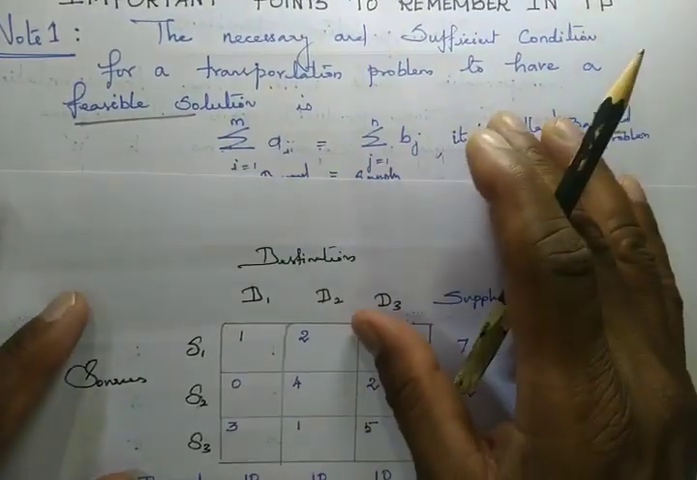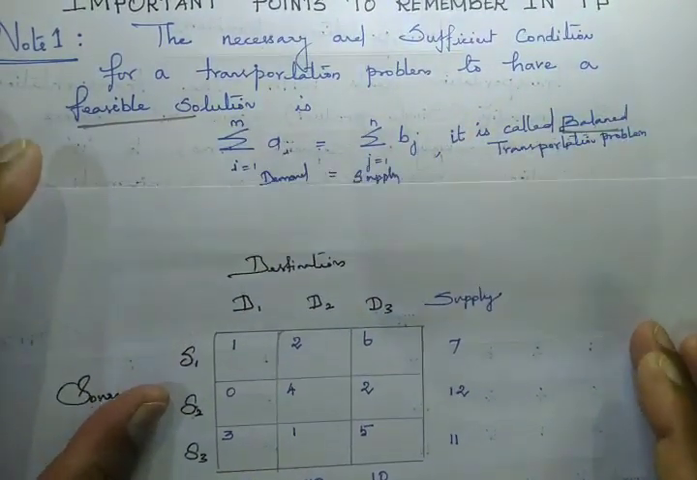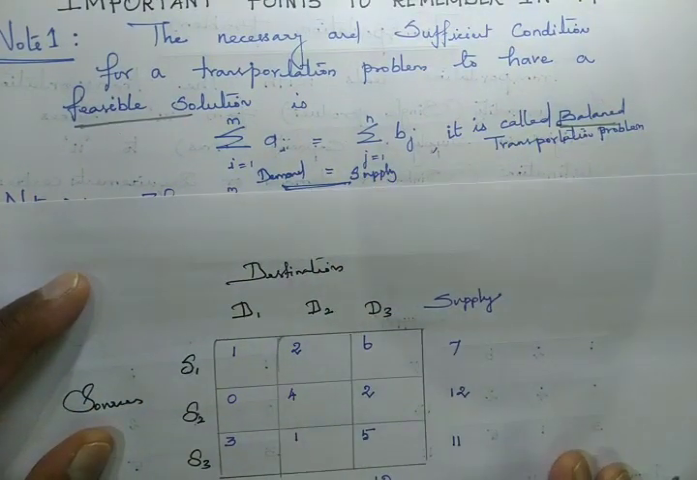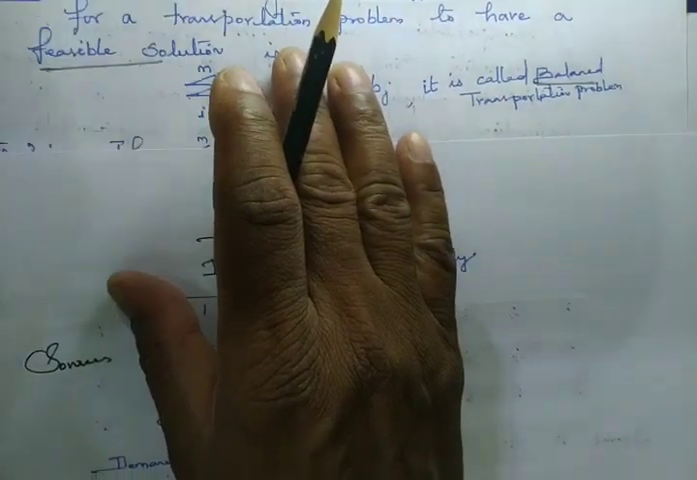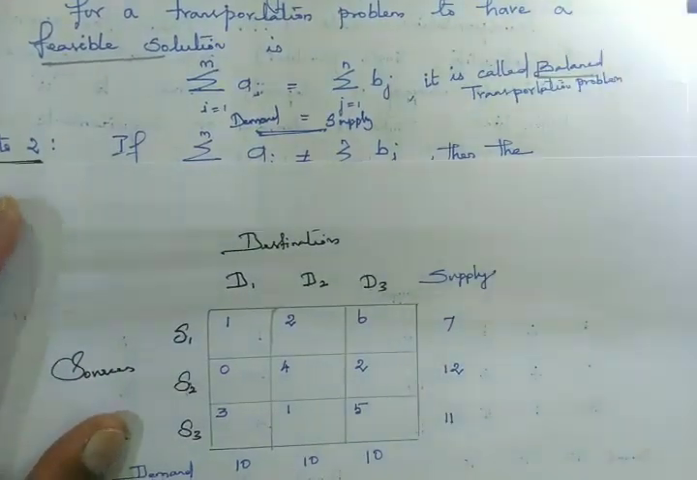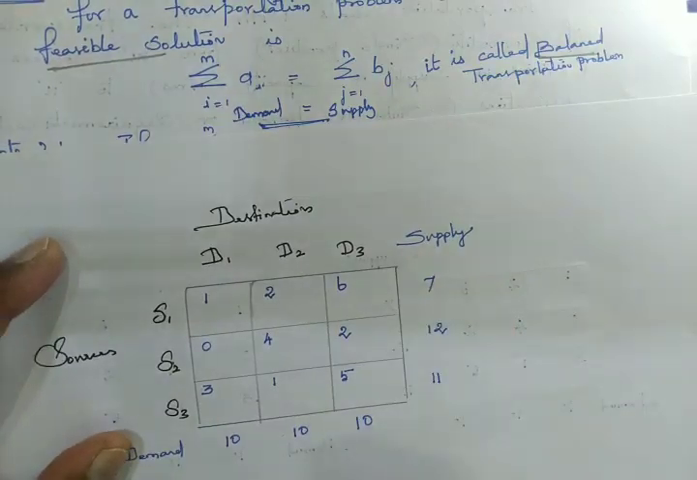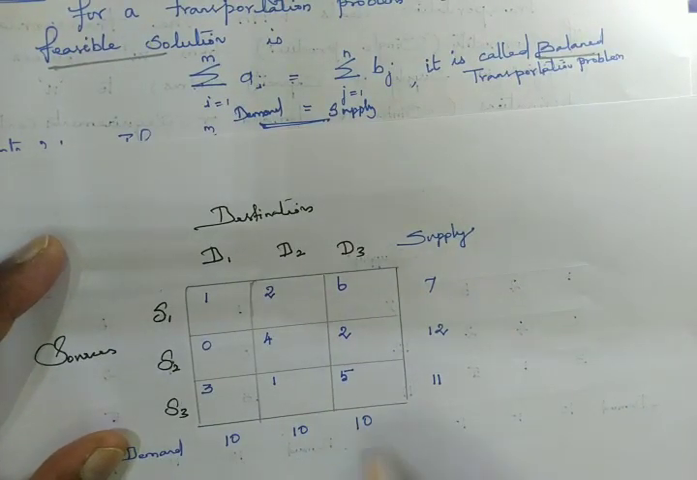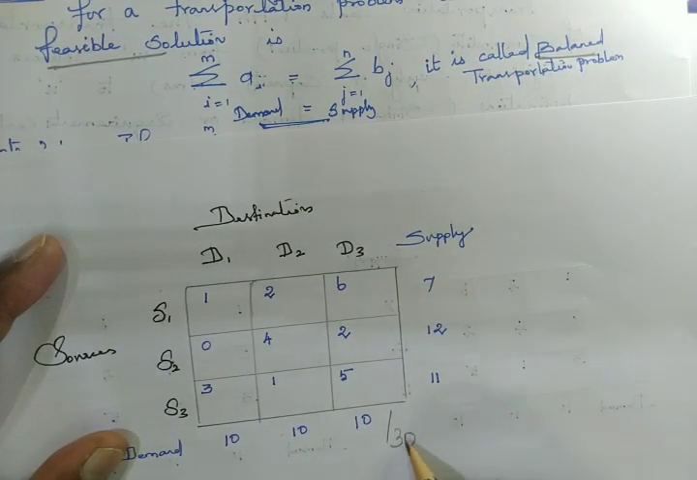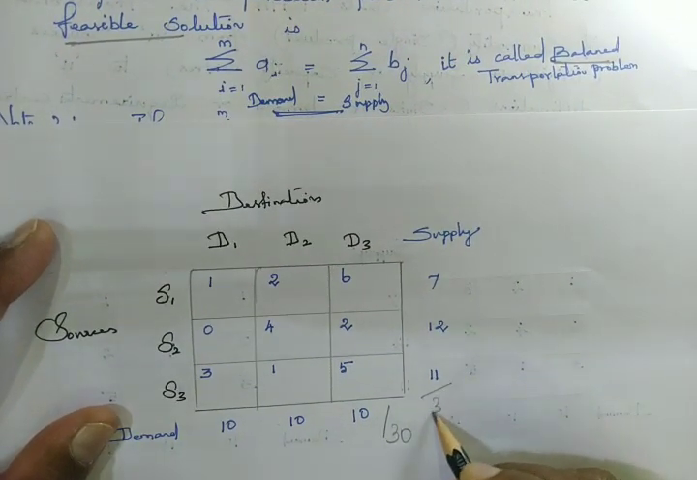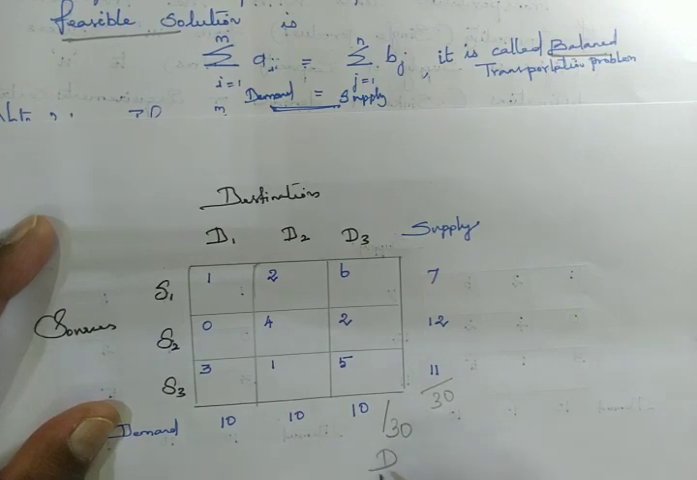Now, when it is feasible, demand must be equal to supply. Here in the given problem, I have taken one simple example to explain this. Here the demand equals supply. What is the demand in this? 10 plus 10 plus 10, which is 30. Supply, you add all the supply values, which also comes to 30. Here demand equals supply.